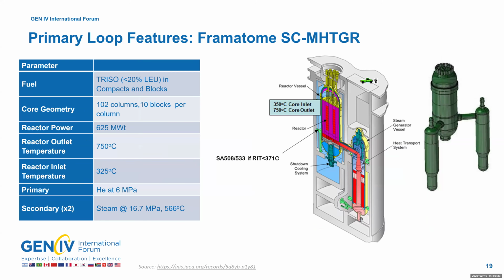The Framatome steam-cooled MSCGR, the one I referred to previously, this is a smaller version of it. This is a 625, my apologies. Similar layout, of course: steam generator, reactor core here. Just to show that it has about 102 fuel columns, 10 layers of them. So the rest of the properties are very similar to the pebble bed.